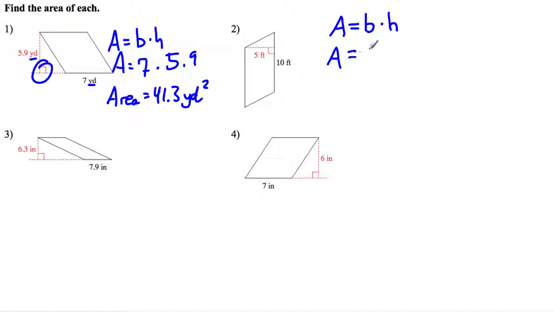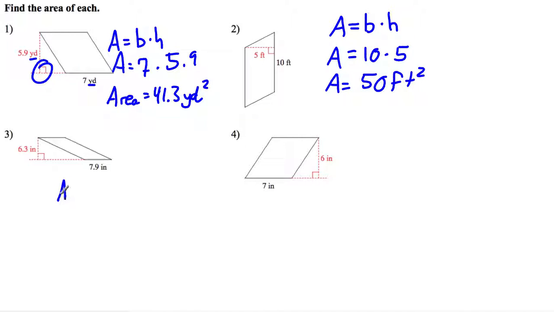So area is equal to 10 times 5. So we get that the area is equal to 50, again, feet squared. You might see square feet, which is the same thing, but we don't write it like square feet. We just write feet squared, or we spell out square and feet. But we do not put the square on the 50 because that's a different number.